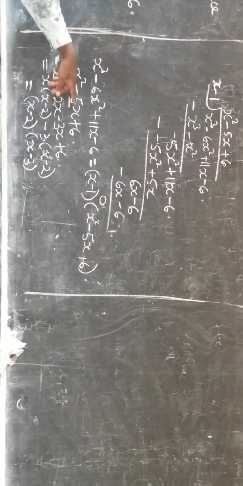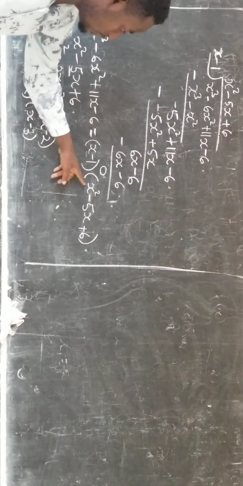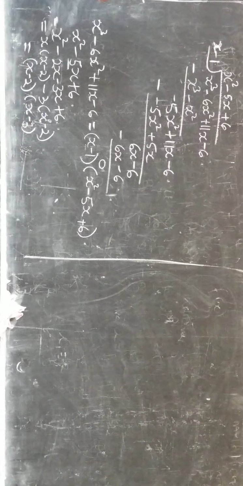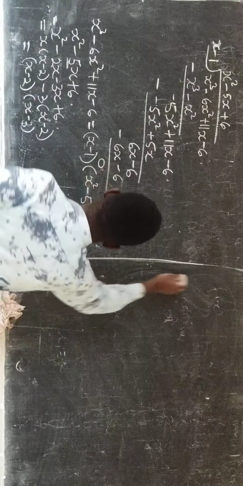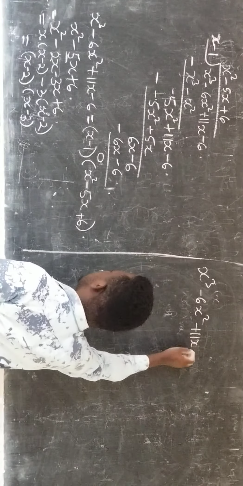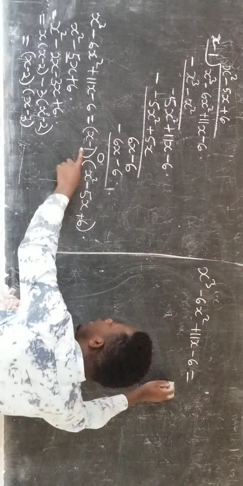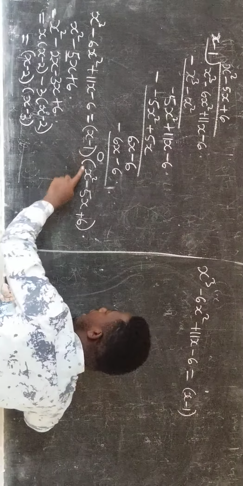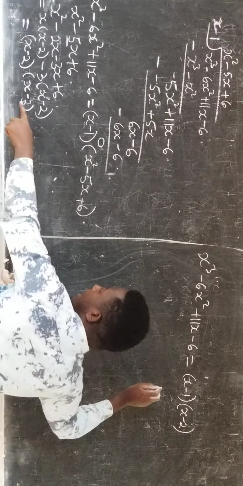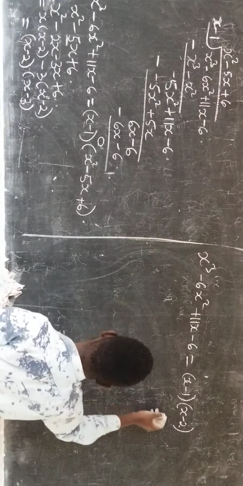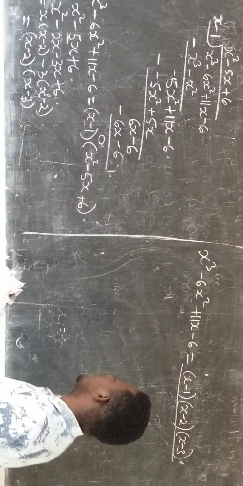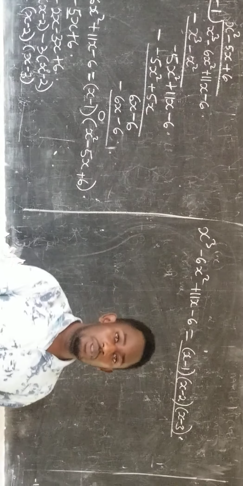So in my equation, where I have x squared minus 5x plus 6, I'm going to substitute with x minus 2 and x minus 3, such that x cubed minus 6x squared plus 11x minus 6 is equal to, this was x minus 1, now this one is x minus 2 and x minus 3. So I have completely factorized. I cannot go beyond that in terms of factorization.